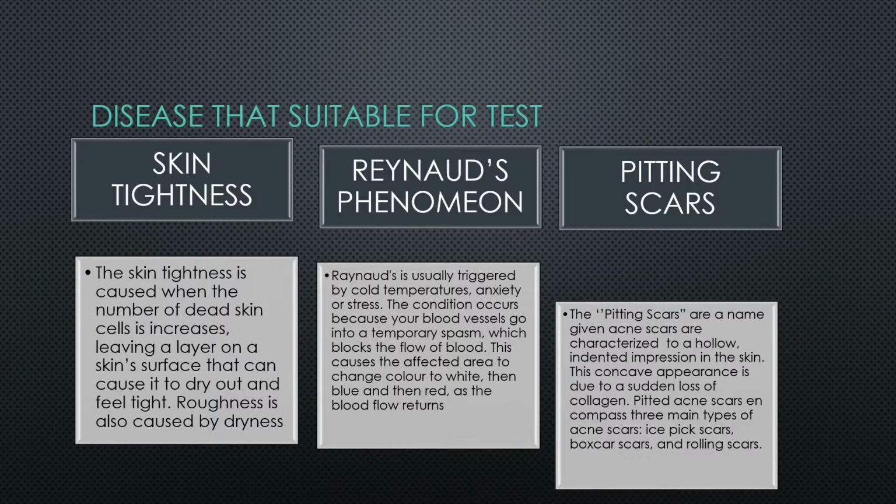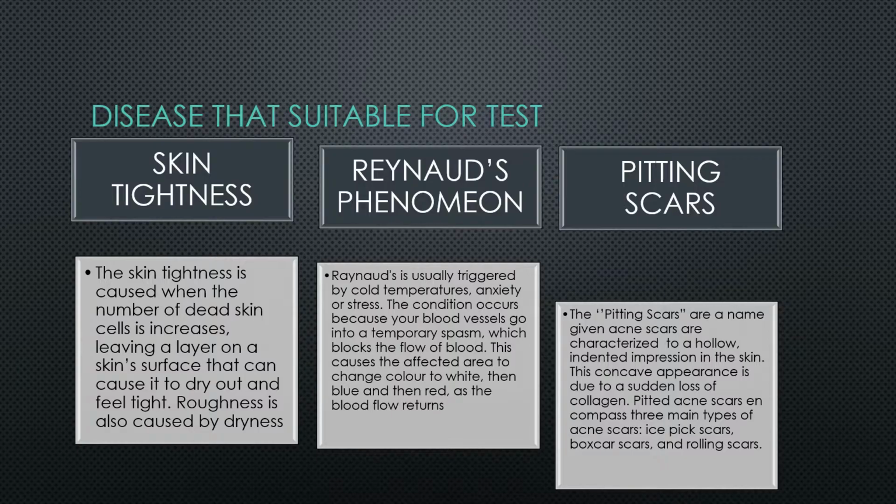Second, Raynaud's phenomenon. Raynaud's is usually triggered by cold temperatures, anxiety, or stress. The condition occurs because your blood vessels go into a temporary spasm, which blocks the flow of blood. This causes the affected area to change color to white, then blue, and then red as the blood flow returns.